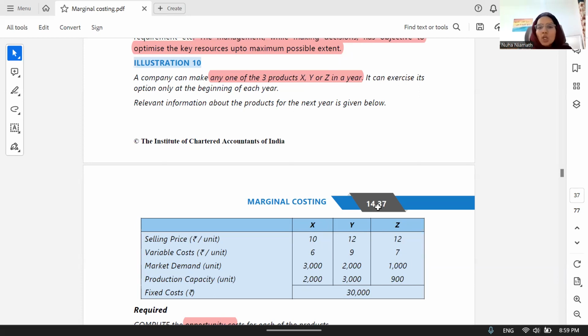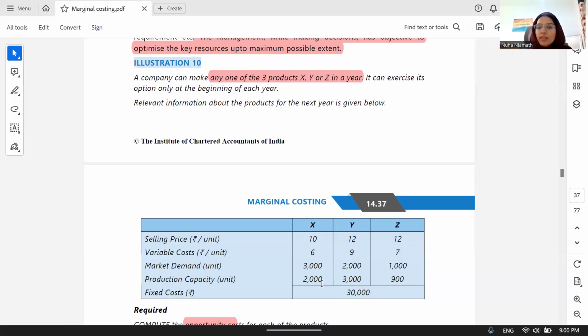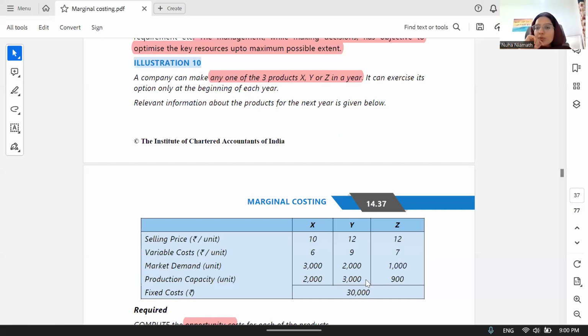Okay. So in the first case, what is lower? Production capacity is lower. Correct? So we will produce 2000 units. In case of Y, how many do you think we will be producing? Market demand. Perfect. That will be 2000 units. In case of Z, how much will we be producing? Production capacity. Yes, that is the lower one, 900 units.